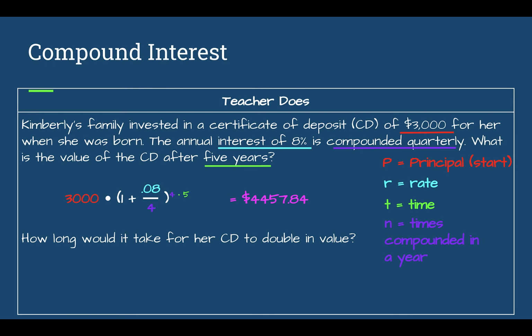For this, we're going to need the help of Desmos because if it's asking how long, we need to figure out the time. And again, we don't know how to solve for an exponent yet. So here I'm going to take the same, except instead of 5, I'm going to plug in t. And if we wanted to double, it would start at 3,000. Doubling would be at 6,000. So I want to know when it's equal to 6,000.